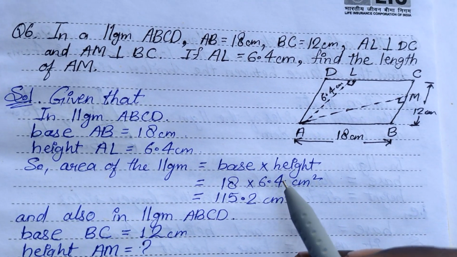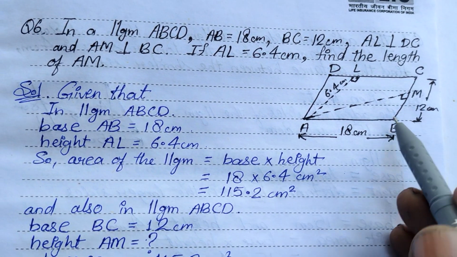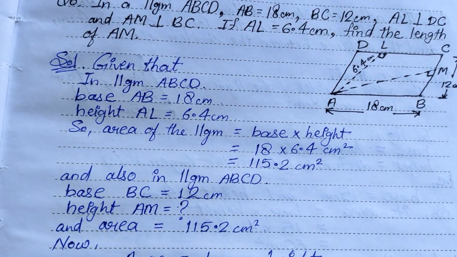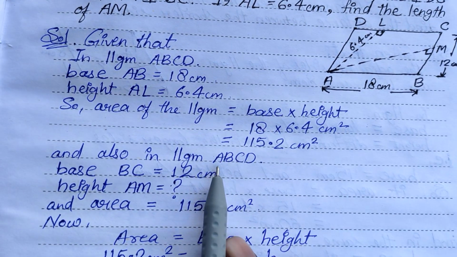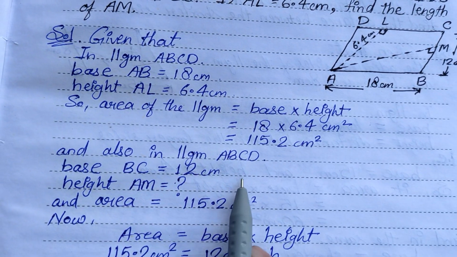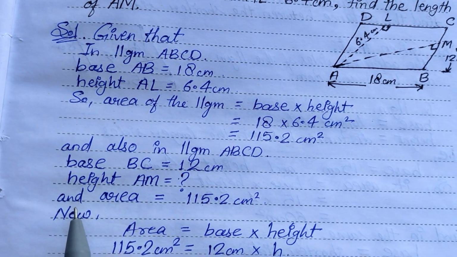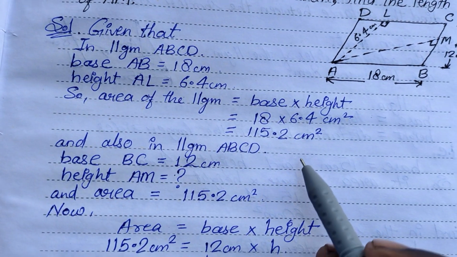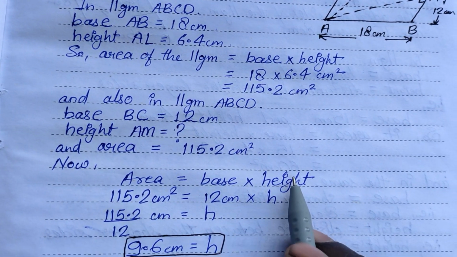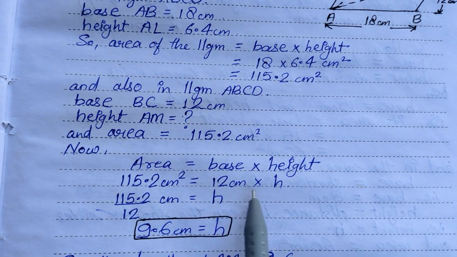Now see here. We have the area of the parallelogram and the base as 12 cm, and we have to find the height AM. In the same parallelogram ABCD, the base is BC, that is 12 cm, and we have to find the height AM. We have already taken out the area, 115.2 cm square. Now area is equal to base into height. Put the values: area 115.2, base 12 cm, and we have to find the height.